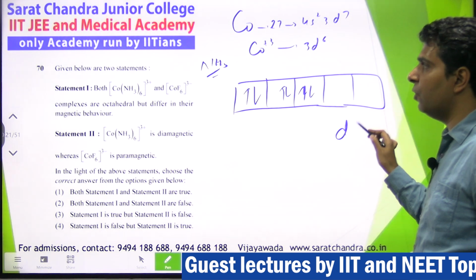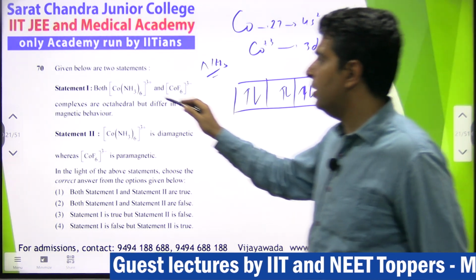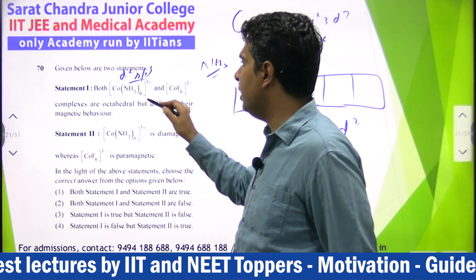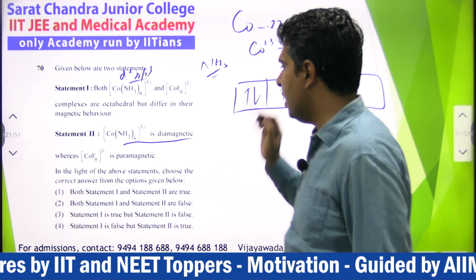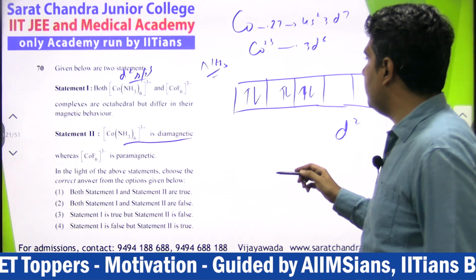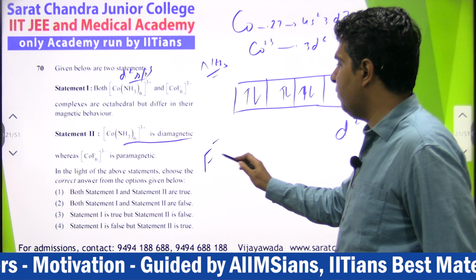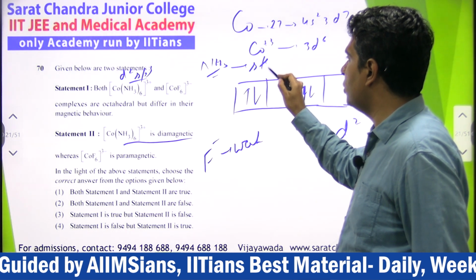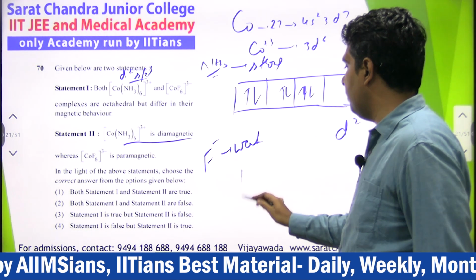And the hybridization of cobalt in this will be d2sp3, no unpaired electron, it is diamagnetic. So this is diamagnetic, fine. Now in CoF6, it is a weak field ligand. Fluoride is a weak field ligand. This is a strong field ligand that will cause pairing. So weak field ligand will not cause pairing.